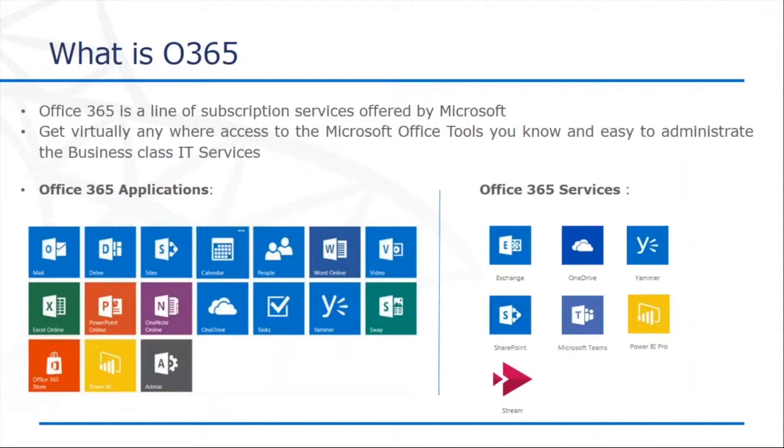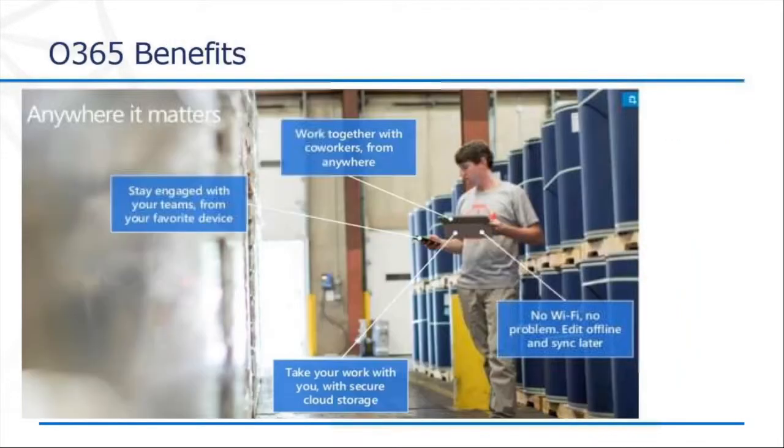So moving on to the usage now. 365 means it works every day, 365 days in a year. So you can work from anywhere, from any location, whether online or offline. It doesn't matter. You can collaborate with multiple people. No Wi-Fi, no problem. You work offline and sync later. This is where OneDrive comes into the picture.